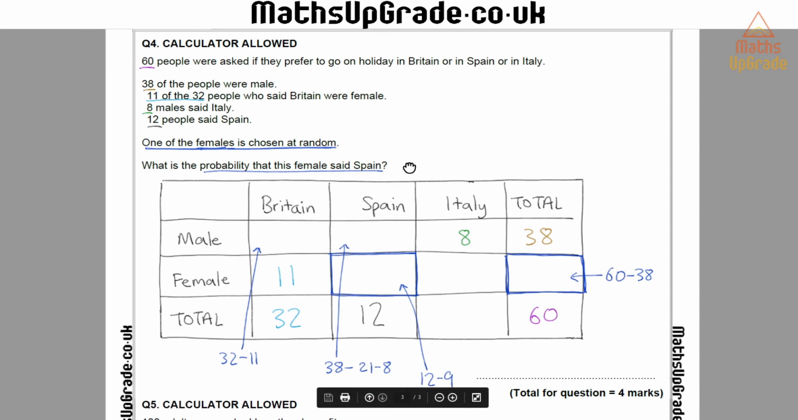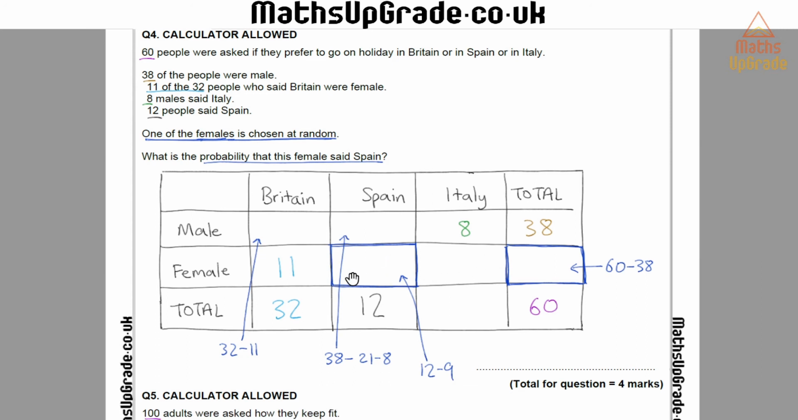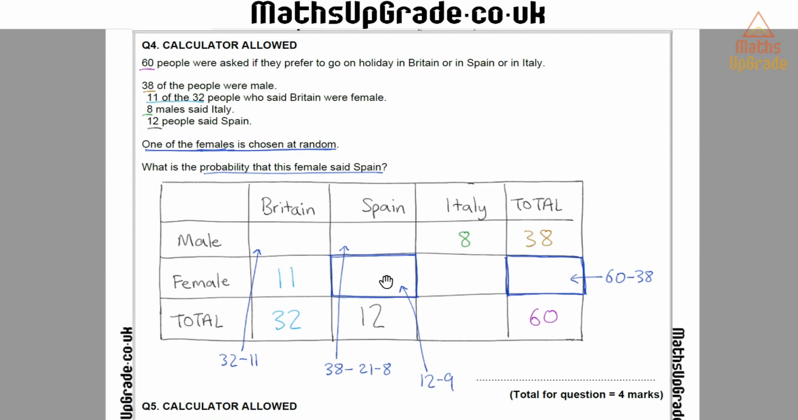One of the females is chosen at random. What's the probability that she said Spain? So we need to find this cell here, female Spain, and total female, as one of the females is chosen. So we need to find these numbers here. To find those numbers, I'm first of all going to find some of the other numbers.